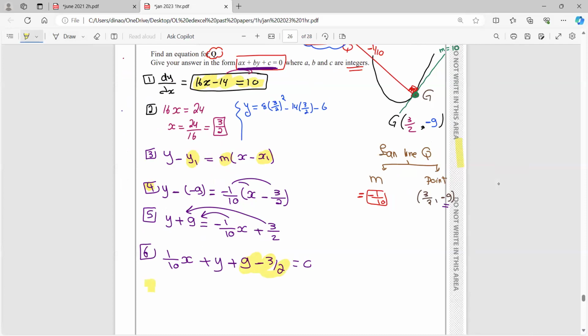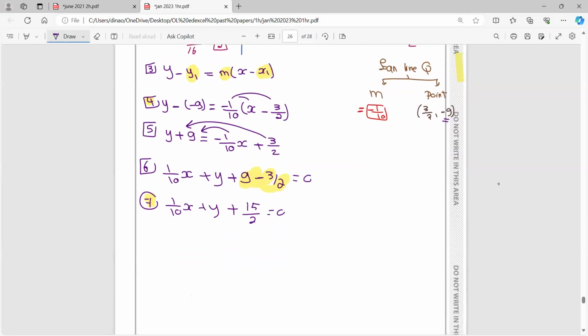So step 7, let me just pick the pen again. Step 7 is 1 على 10x plus y plus 15 على 2 plus 15 over 2 equals to 0. Now, as you can see, يا جماعة, the examiner doesn't want any sort of fractions because here it says integers. فأنا هنا هنعمل اللي مش عاجبك اضربه.